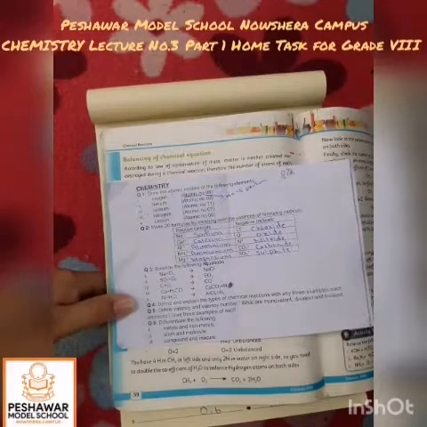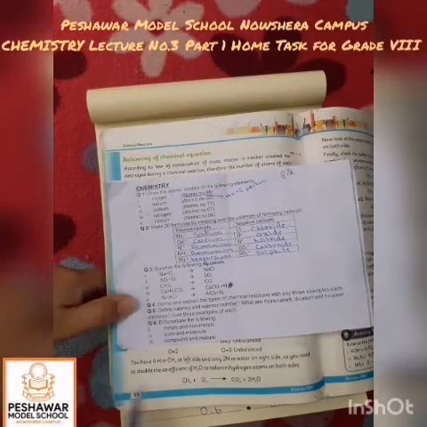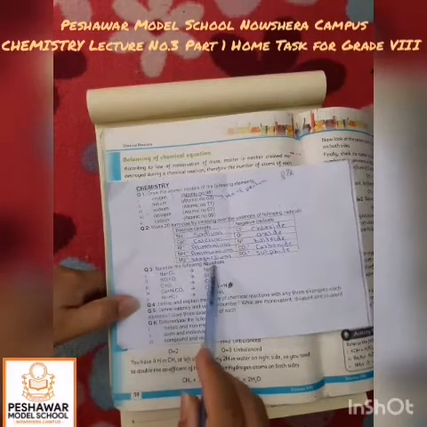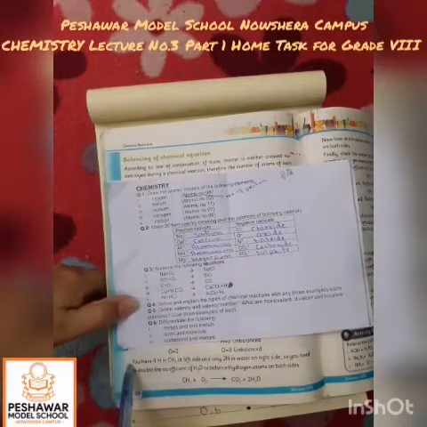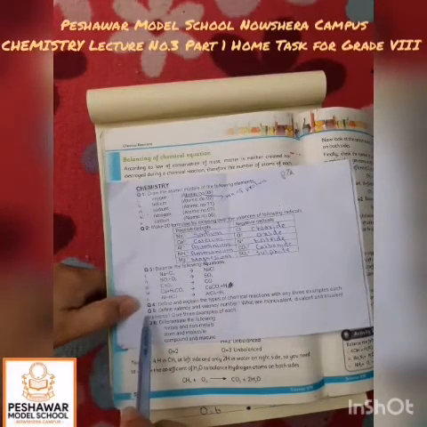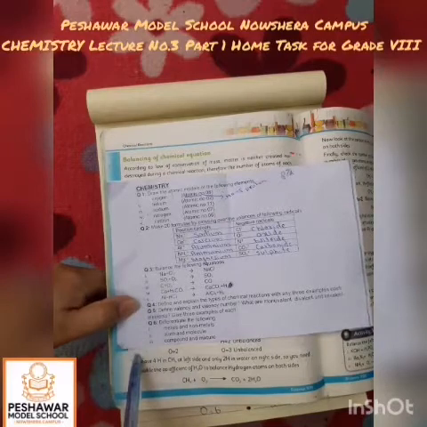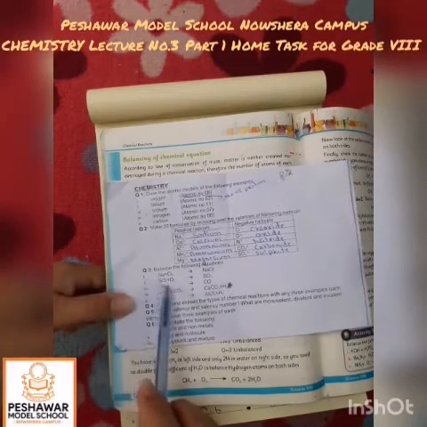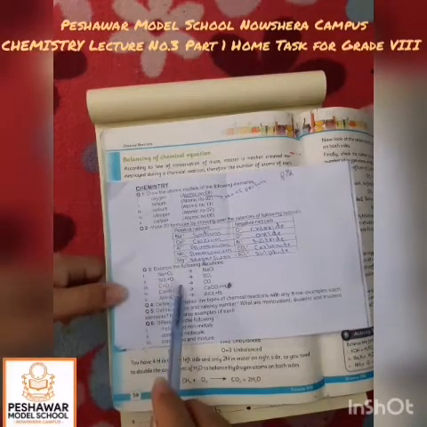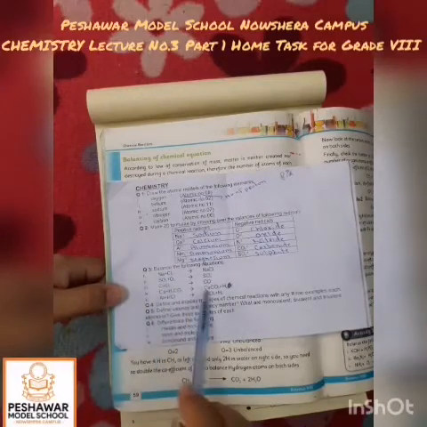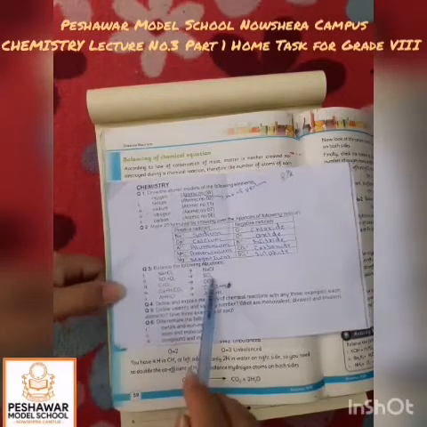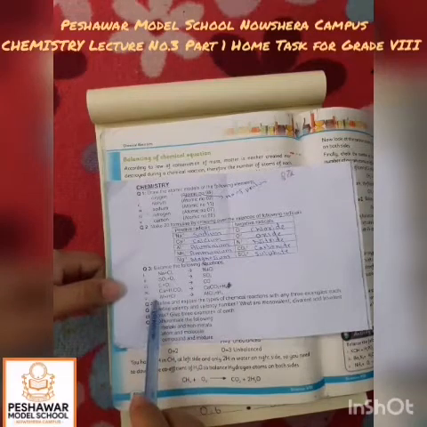Today is the third SVT lecture of chemistry for grade 8, which is question number 3. Balance the following equation. I have divided this video into two parts. In the first part, I will tell you what the steps of balancing a chemical equation are, and in the second video, I will solve all these. We will balance all the equations given in the question.